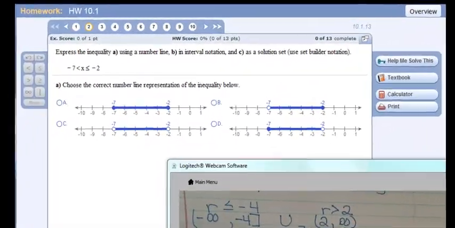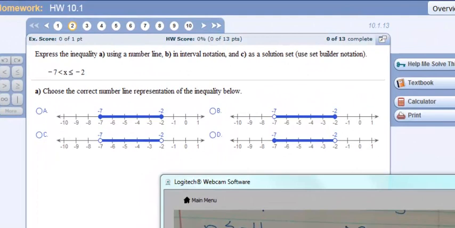Okay, so once you get your homework open for 10.1, go to problem number 2. I'm going to work 3 total problems for you. And the first one we're going to do is number 2. And it says express the inequality first by using the number line, then by using interval notation, and then third as a solution set, which is the set builder notation.